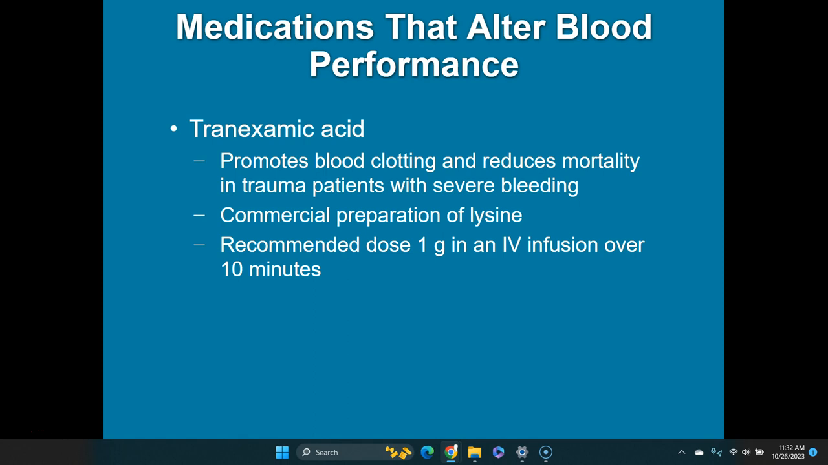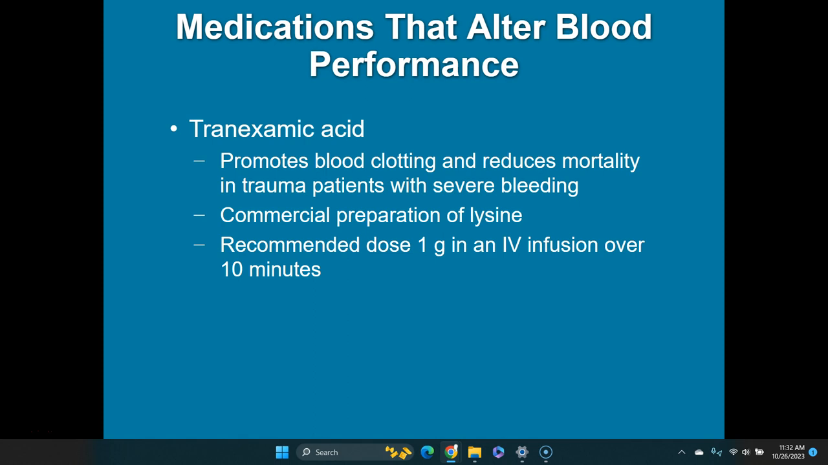So what this will do, it will prevent the breakdown of clots in the body. Your body is naturally always trying to build up and break down clots and replace them. What TXA does is prevent the breakdown, that conversion of fibrinogen to fibrin, I believe. Don't quote me on that part. But it prevents the breakdown of clots so that the body will stop bleeding internally more quickly.